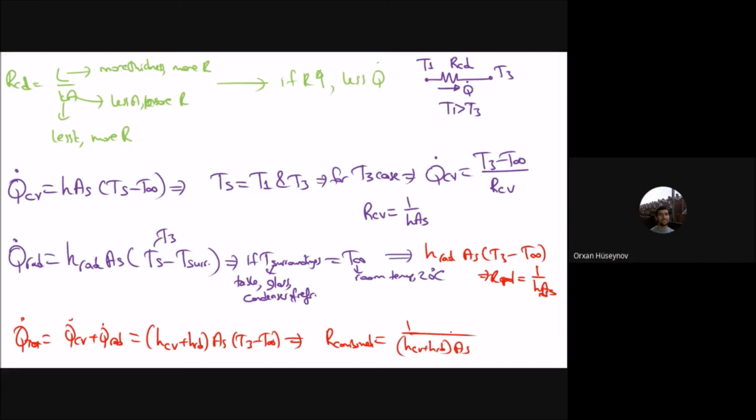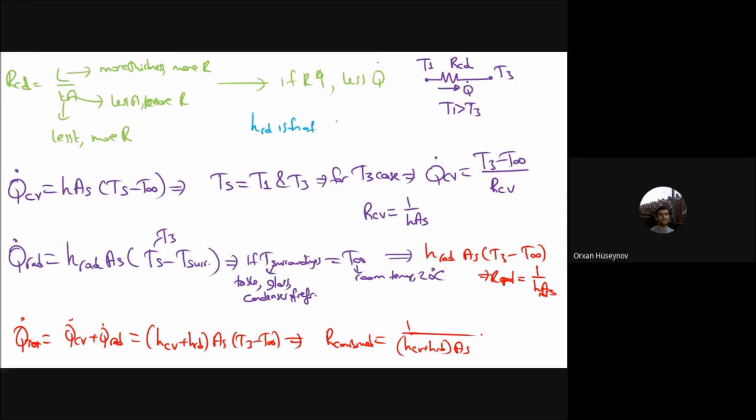Okay, you can do this one too, because if you don't want to consider radiation as a different heat transfer, you can just write the combined heat transfer for both of it, and you can just replace the heat transfer from each of it as one heat transfer, and the combined resistance will be 1 by h_CV plus h_radiation into A_s.